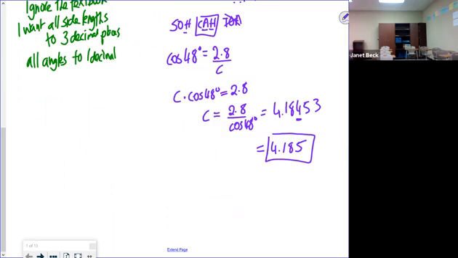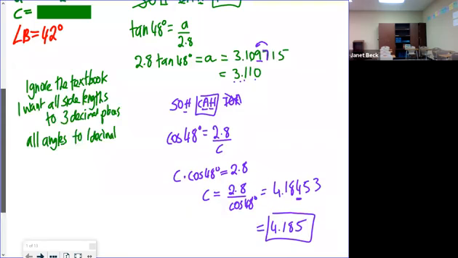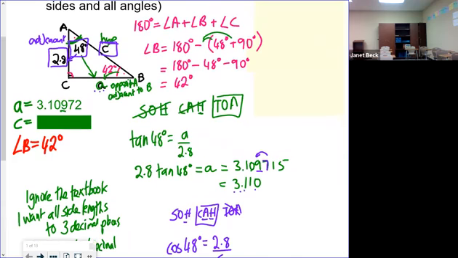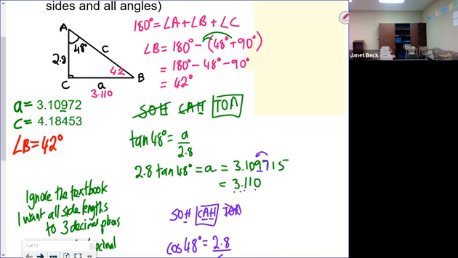Okay, so that was that triangle solved. Let's see if it makes sense. It takes seconds to check if your answers make sense. Go back to your original sketch and write your information on. We said A was 3.110, and we said C was, I've lost it, 4.185.